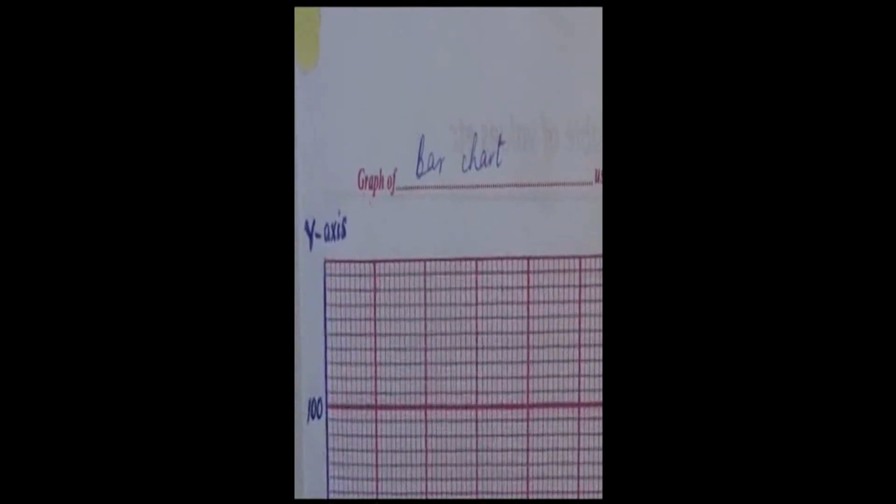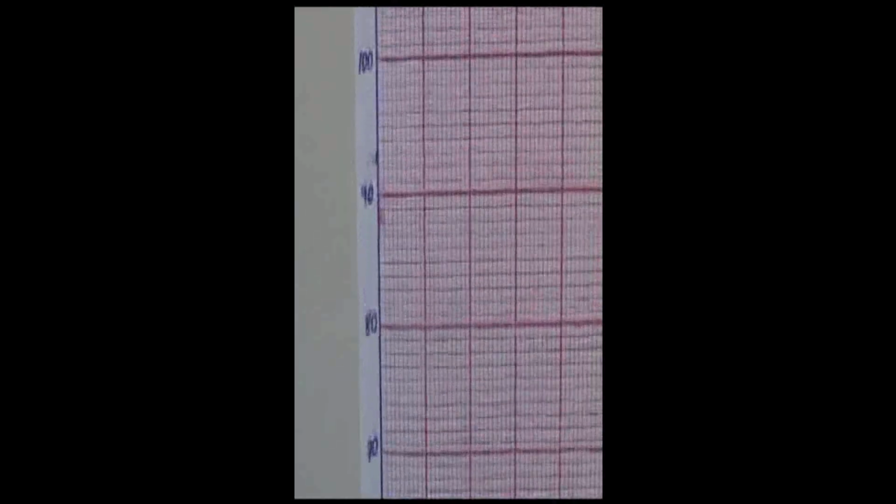Then on the y-axis, this is the graph of bar charts. On the y-axis, 2 cm represents 10 units, and that's exactly why we have calibrated the y-axis. You can see it: 0, 10, 20, 30, 40, 50, 60, 70, 80, 90, 100. Each 2 cm represents 10 units.